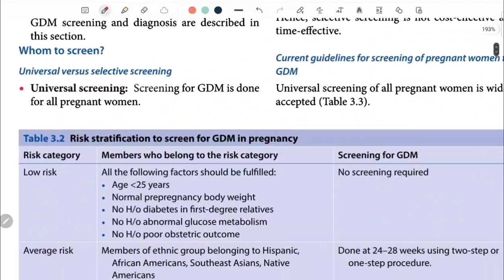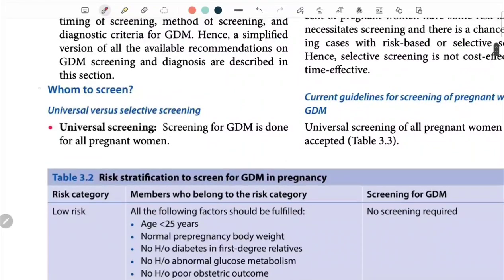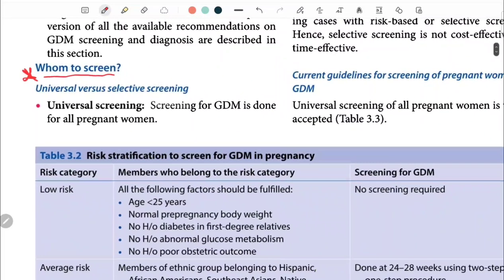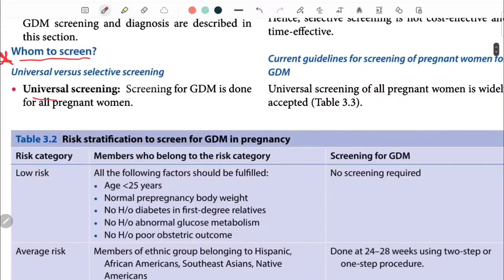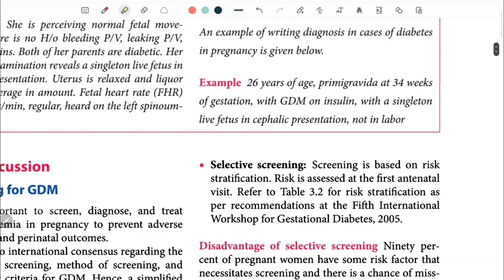First, whom to screen is the first question. There is universal versus selective screening. Universal screening for GDM is done for all pregnant women. This is the main question: if they ask you in viva, you need to tell it is done for all the pregnant women.